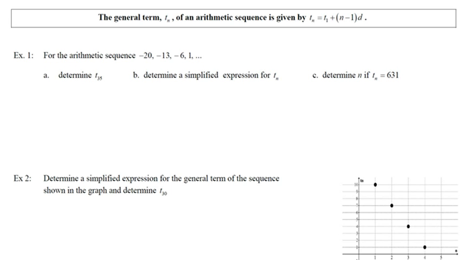For the arithmetic sequence negative 20, negative 13, negative 6, 1, determine T35. Okay, well, before we can find T35, what do we have to know? Well, we know the formula, right? So we have a formula. Here it is.